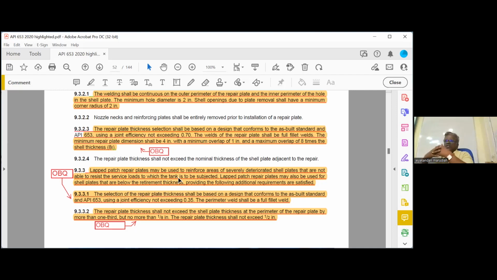Suppose severely corroded area, what will we do? We will put a patch plate. What joint efficiency? 0.35, because we are welding only one side. What should be the minimum thickness? 3/16 inch. Same will repeat.